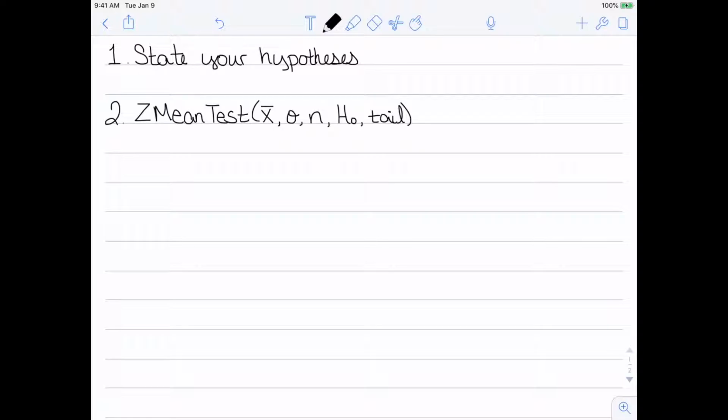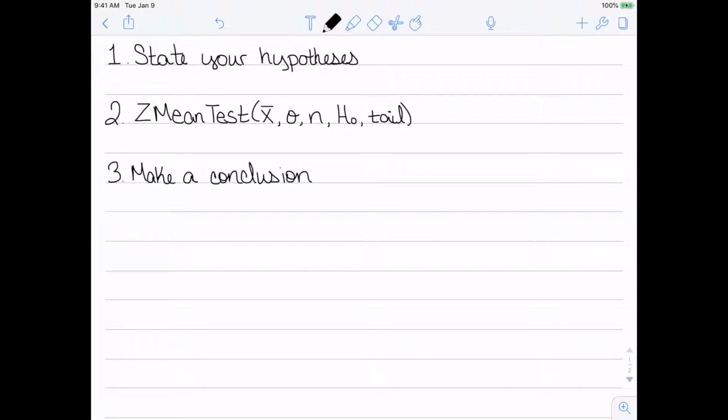For now, we're going to restrict ourselves to testing a mean, and in particular with a known standard deviation, just like we looked at for confidence intervals. So our command will be z_mean_test. We'll need the sample mean, population standard deviation, sample size. This H0 is exactly what your hypothesis is claiming. What is your null hypothesis claiming that it's equal to? And then the tail is going to be your less than, greater than, or not equal to, whatever the alternative hypothesis says. And then finally, we make a conclusion.